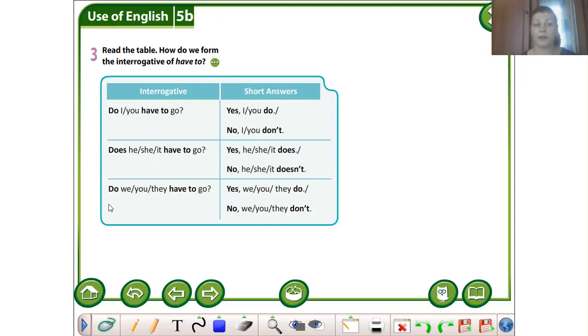Do we have to go? Yes, we do. No, we don't. Do you have to go? Yes, you do. No, you don't. Do they have to go? Yes, they do. No, they don't. We have already told that we need a helper, the auxiliary, to make questions and negative forms. Be attentive. We use does with the third person singular, and the verb turns into its first form.